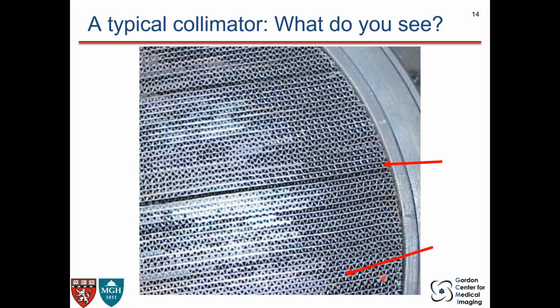Actually, the collimator is important in the uniformity test and quality control of the gamma camera and SPECT systems. And these are going to show up in the image.